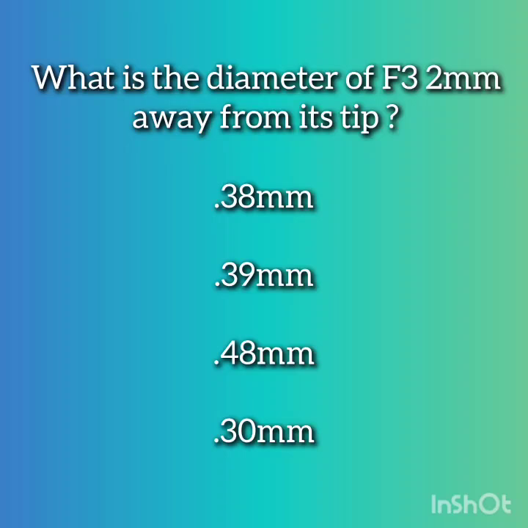So this is a question: what is the diameter of F3 2 mm away from its tip? Okay, so four options are given. There is a similar question in PULSE wherein the diameter of F2 is asked, I think, and it is 3 mm from the tip. How do we solve it?